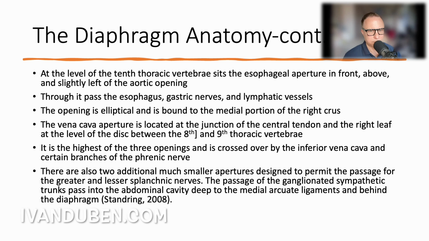There are also two additional, much smaller apertures designed to permit the passage for the greater and lesser splanchnic nerves. The ganglionated sympathetic trunks pass into the abdominal cavity deep to the medial arcuate ligaments and behind the diaphragm.